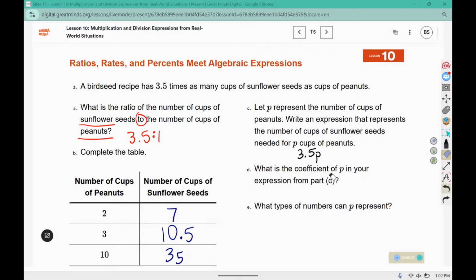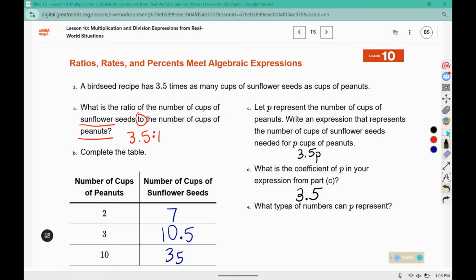What is the coefficient of P in your expression from part C? The coefficient is the number that goes with the variable. It's what the variable is multiplied by, so our coefficient in this case is 3.5.